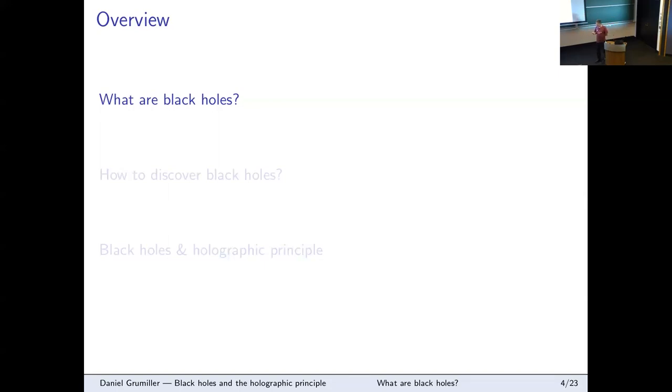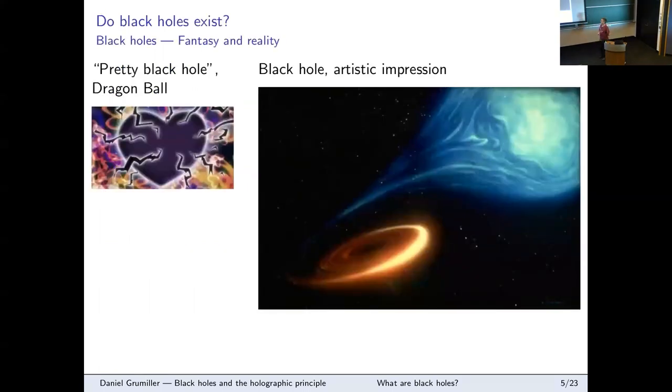What are black holes? Before addressing this, I want to answer a more existential question, namely, do black holes exist? And spoiler alert, the answer is going to be yes. But that question, when I was studying physics in the 90s, was still somewhat controversial, at least to the extent that Nobel Prize winners like Tini Veltman made statements like black holes might just be figments of the human imagination. So in the 1990s, it was not generally accepted that black holes do exist.